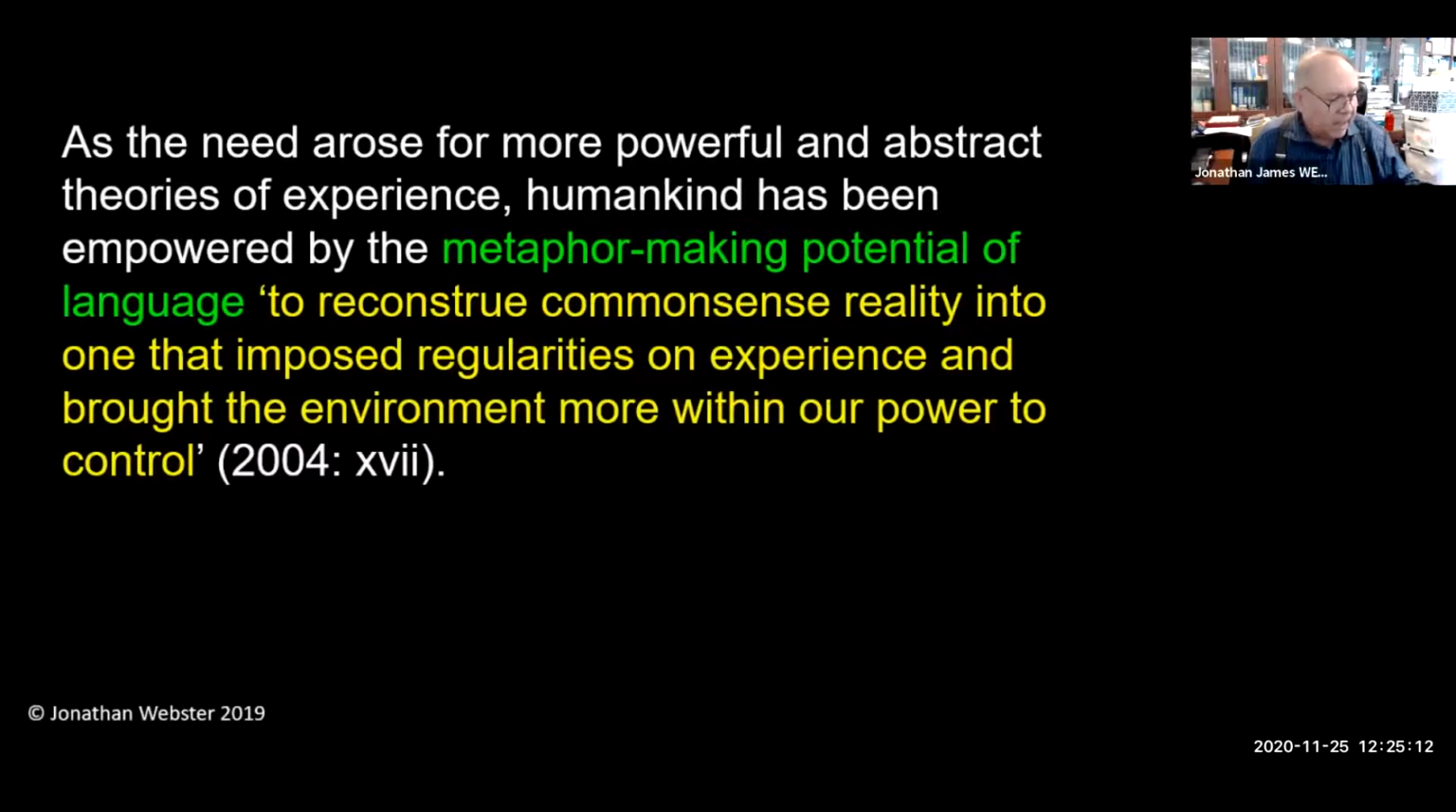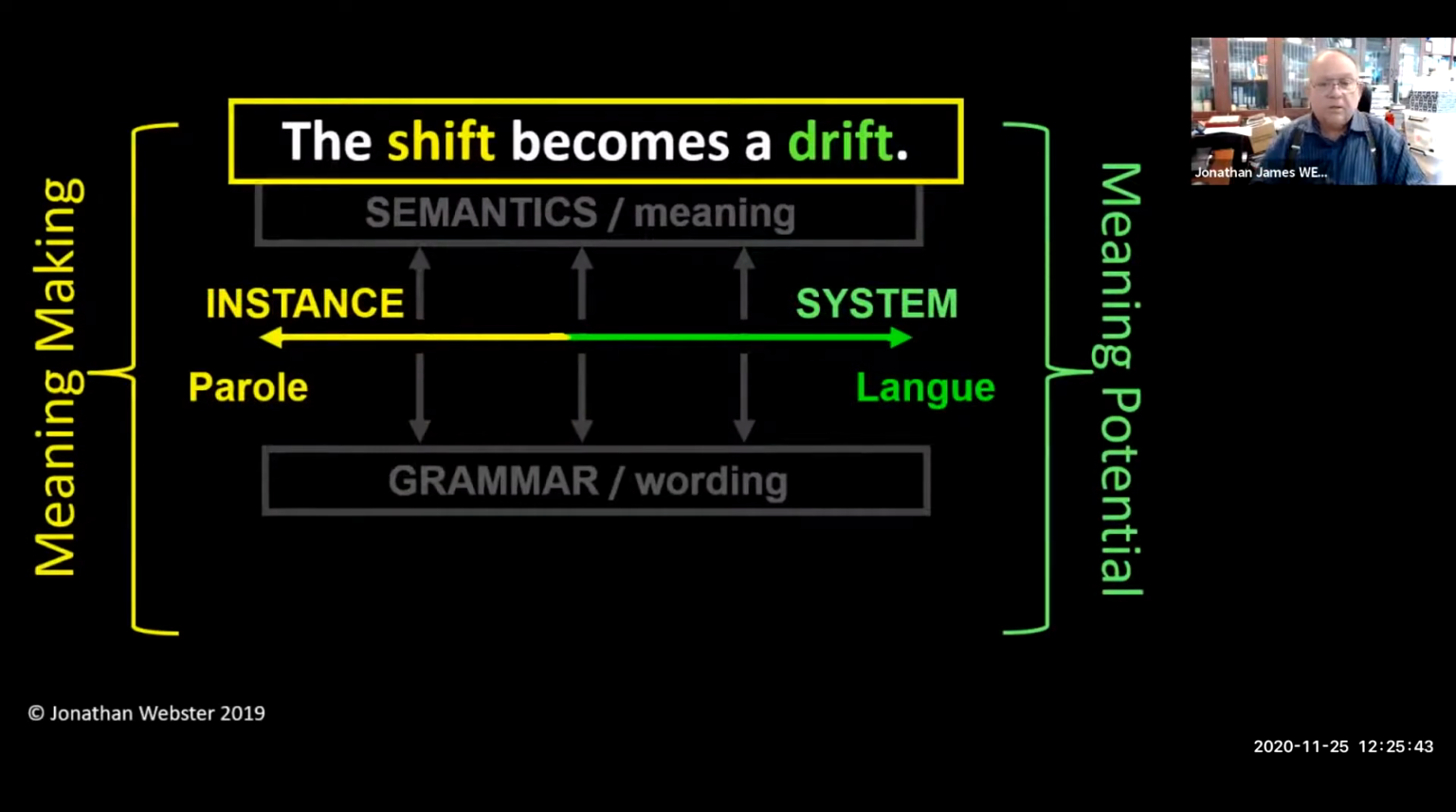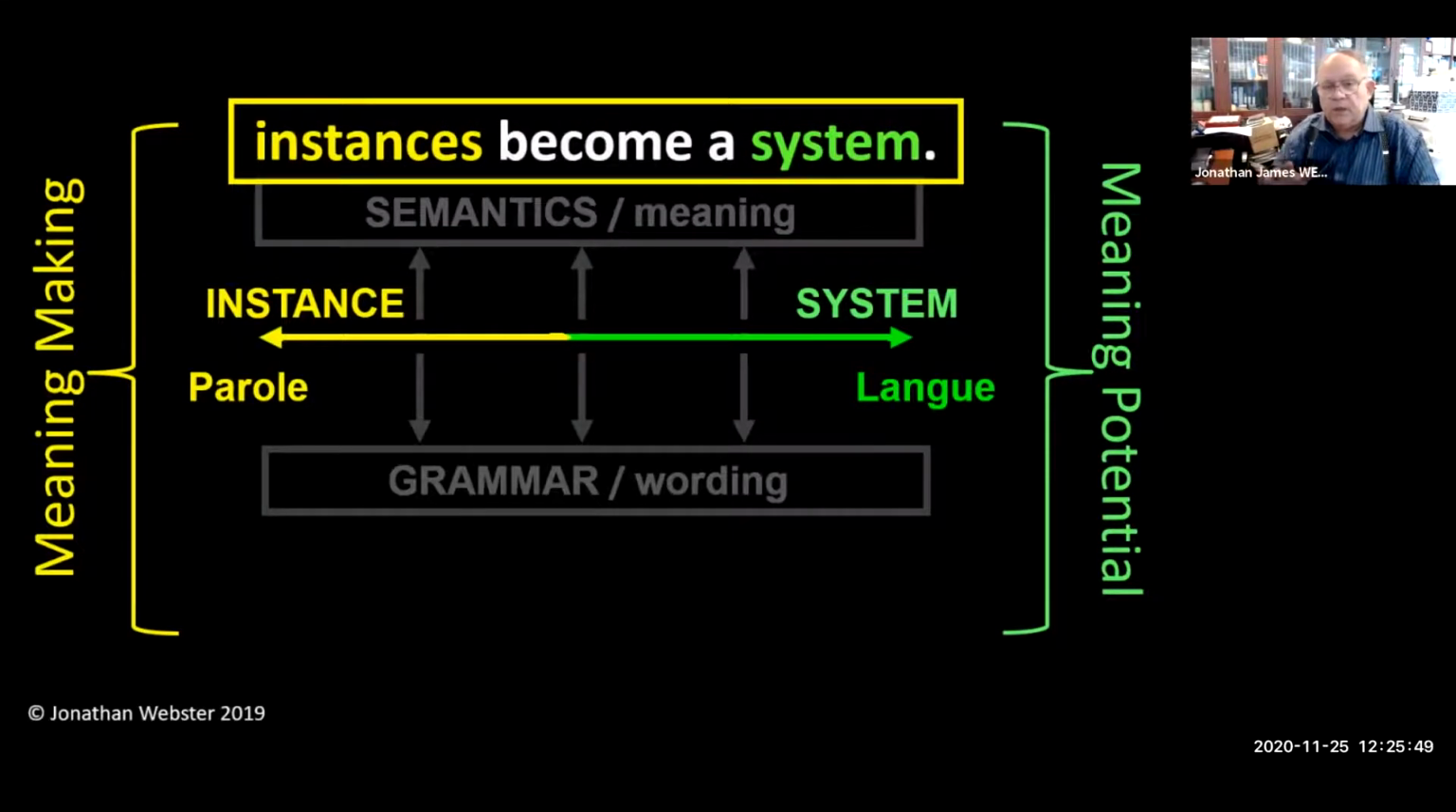We take that dynamic sort of changing, which is what happens with a verb. It's not fixed, it doesn't stand still. But when you turn it into a noun, well, then that noun stands still. It is something. We reconstruct common sense reality into one with these regularities on experience. And as Halliday puts it, brought the environment more within our power to control it. The shift becomes a drift. The instances of language become the system, it becomes the way that we express ourselves.